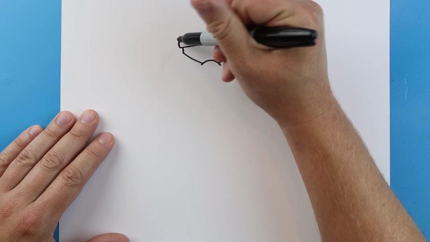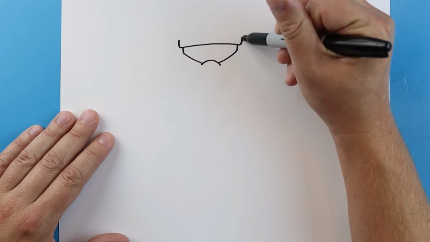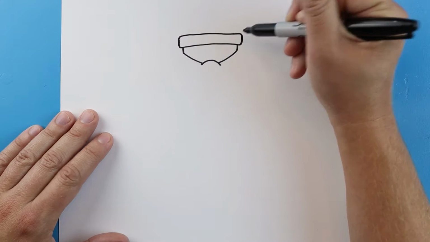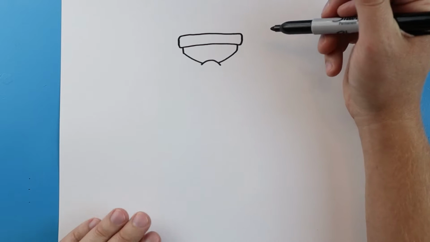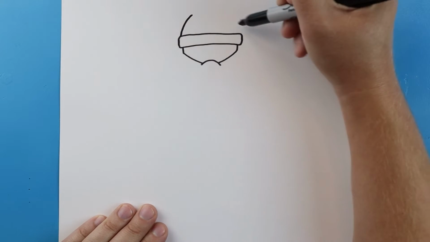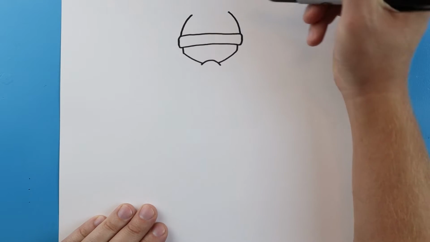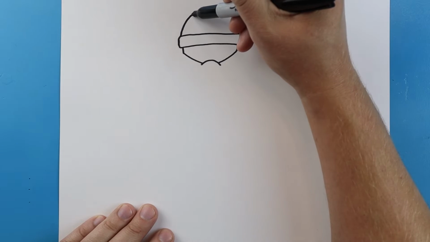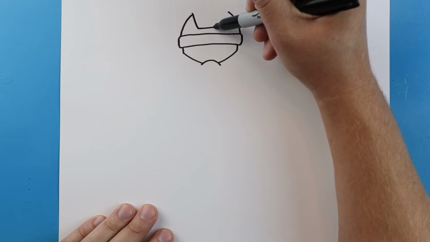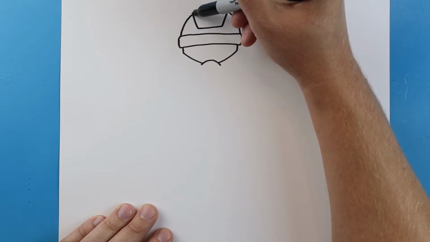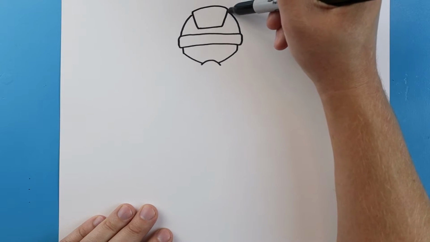Starting here, I'm going to draw a line that goes out and up on each side. Now we just want to bring this across to connect it. I'm going to draw a line that comes up on the top. Then we're going to draw a line that goes down, over, and up. Then it's going to come across here.